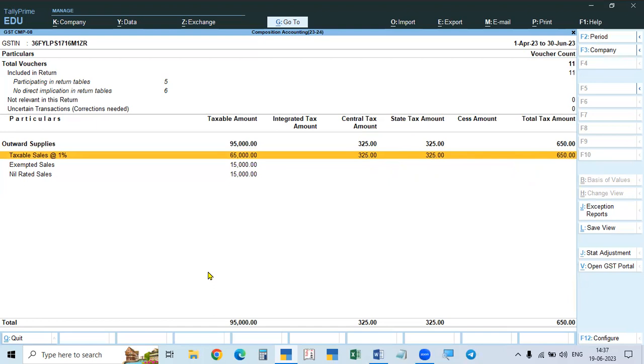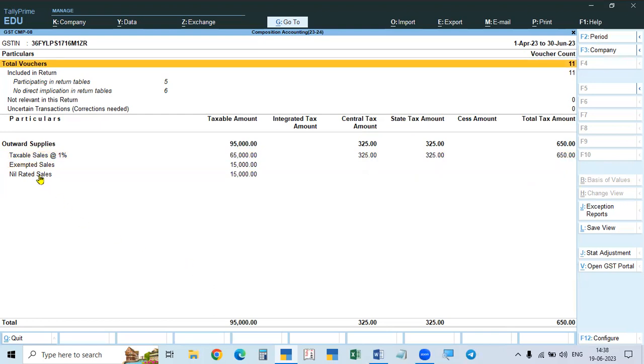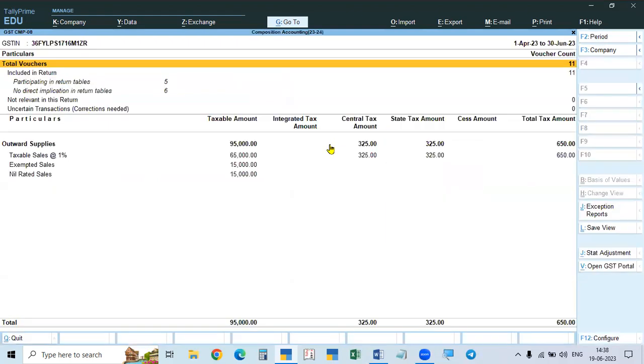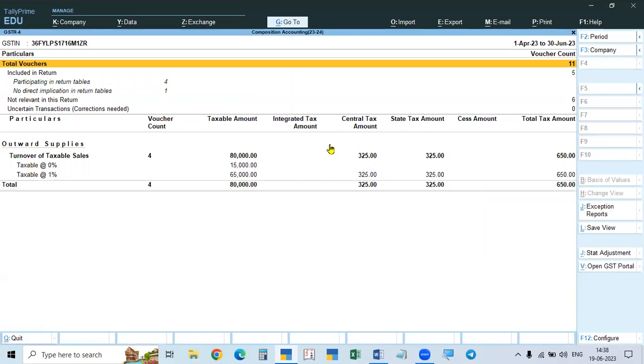Okay, this is how it works. In this case, if you go to this one here, it is showing all three. But when you file, GST CMP 04 is an annual return. It's not quarterly. Quarterly, only one statement. This annual return is filed only once in a year, after completing the year, that is April to March, 31st March.